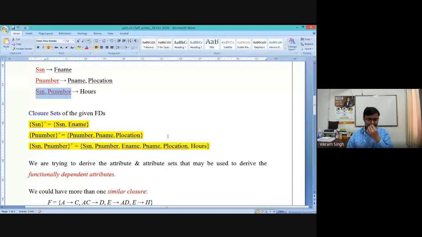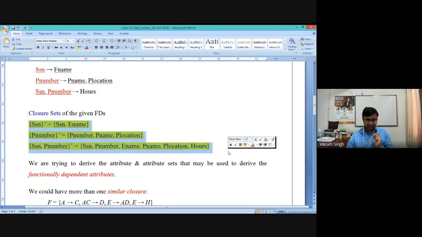This is how we determine the closure, because closure gives you the idea that by using this determinant, I will be able to derive these attributes of a relation. It is very important to remember that whenever we say determinant, it means the left hand side attribute of an FD. So for this given set of FDs, we have these three closure sets, right?